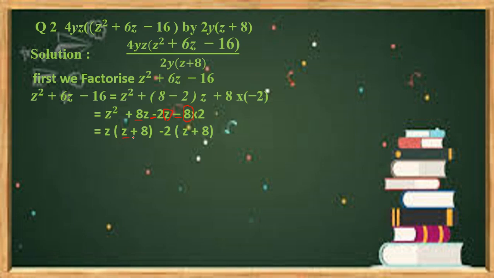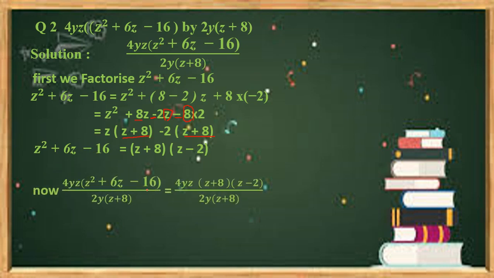Now remember again, z plus 8 and z plus 8 are common in both the terms. So take z plus 8 common. The rest of the quantities are z and minus 2. So z plus 8 into z minus 2 is the factorization of z square plus 6z minus 16. Now we put this value in place of the quadratic polynomial. So from the division process we can write 4yz into z plus 8 into z minus 2.